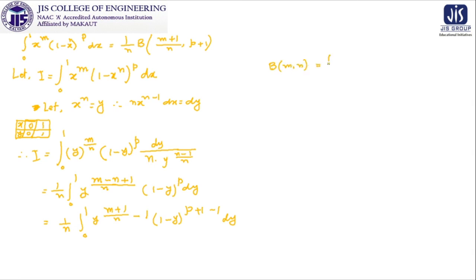What is beta mn? Integration 0 to 1 x to the power m minus 1, then 1 minus x whole to the power n minus 1 dx, where m and n are greater than 0. Clear? So if I can write this expression in the form of y to the power m plus 1 by n minus 1, then 1 minus y, it is 1 minus x, it is 1 minus y, then p plus 1 minus 1.